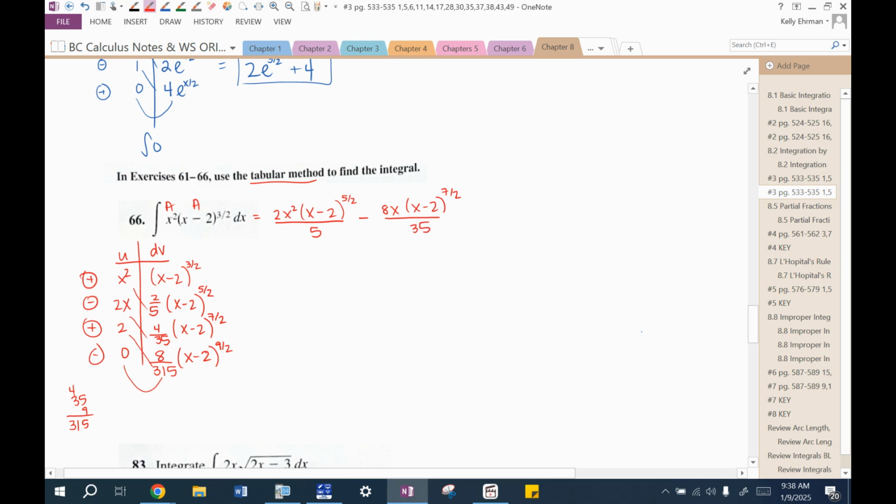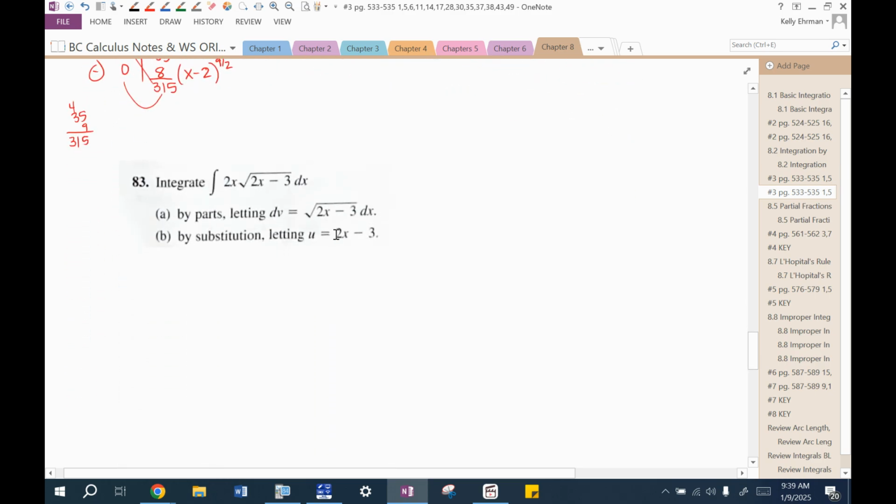All right, and then we have 2 times 8, so it's plus 16 times x minus 2 to the 9 halves over 315. And this is an indefinite integral, so plus c. All right, what about number 83?